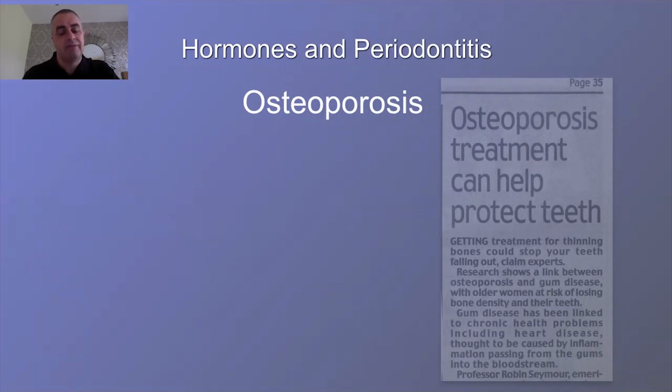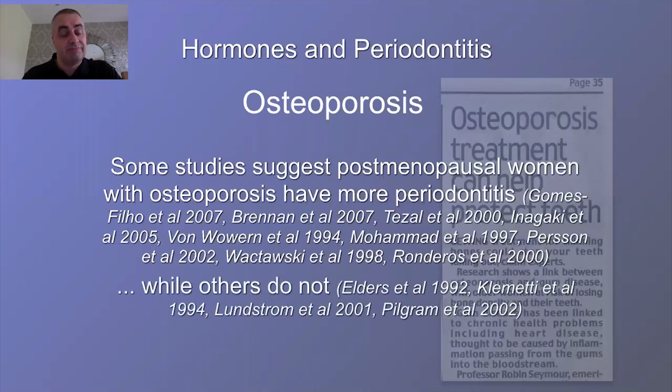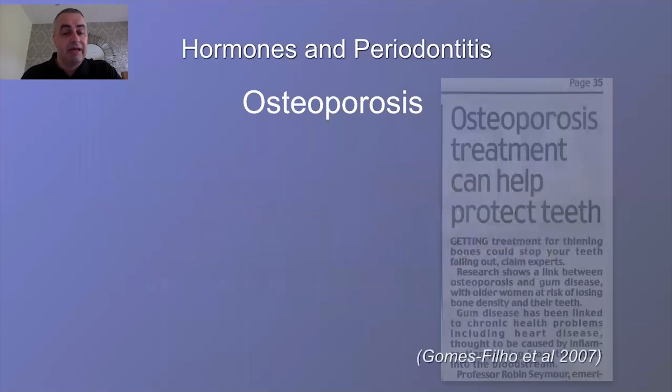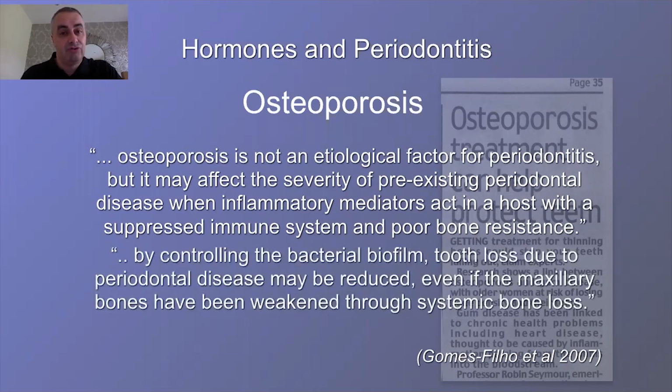We have mixed information on that from a periodontitis point of view, but it is worth noting that osteoporosis is one of the conditions I often get asked about a lot. We've got multiple studies that show postmenopausal women with osteoporosis get more periodontitis, but we also have studies that show they don't. So there's a little bit of a mixed message. I think in this big systematic review, one of the things they said was that it's not an etiological factor. It could affect the severity of a pre-existing condition, but equally, if we control the periodontitis through the measures that we know work very well, non-surgical or surgical therapy, tooth loss rates can still be very, very low.